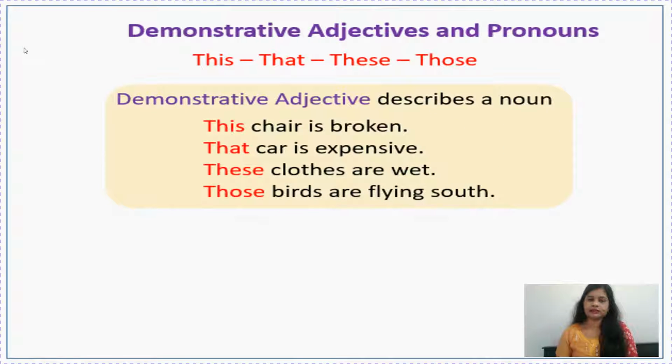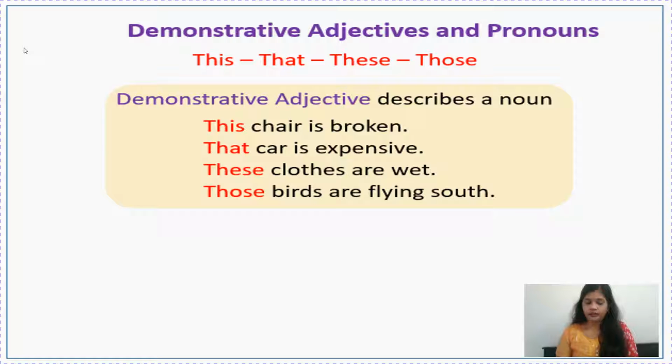First, let us learn what is a demonstrative adjective. Children, it describes a noun. Like we have already learned that an adjective is a describing word. And what does it describe? It describes a noun or a pronoun. But here the demonstrative adjective describes a noun. Let's see an example. This chair is broken.